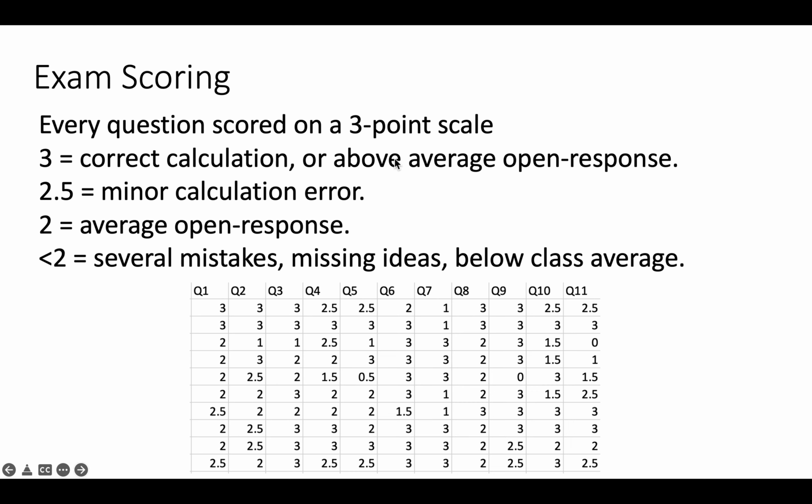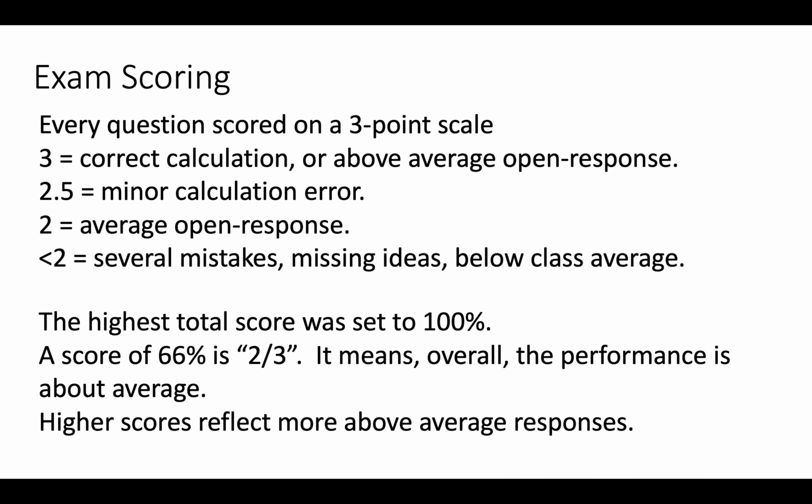So I took all of it and put it into a spreadsheet. I have everyone's responses coded for each of the different questions. If you're interested in this particular set of data for you, I can share that with you. The highest score overall I set to 100%. A score of 66, therefore, would be about 2/3, which would mean that if the very top score was entirely above class average, with everything correct, a score of 66 would be at the class average. It means overall you were getting 2s where the very top score was a 3. And the higher scores reflect more above average responses.